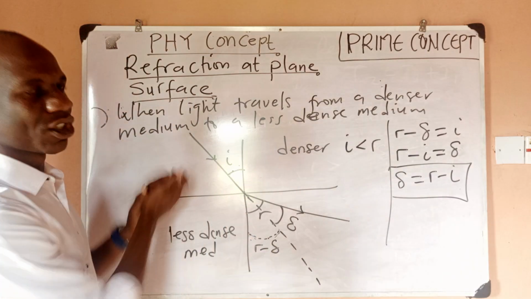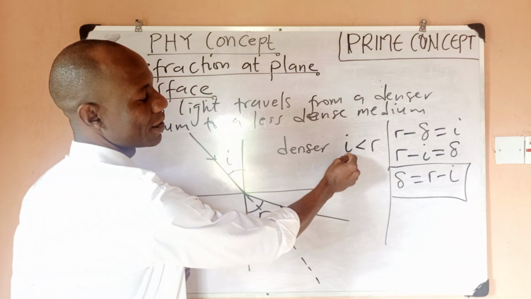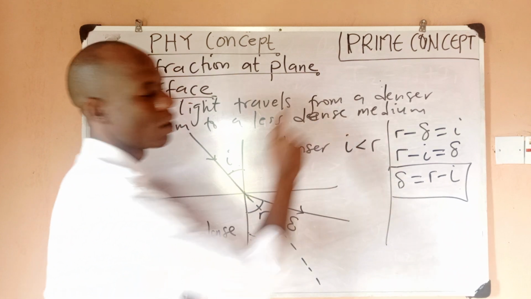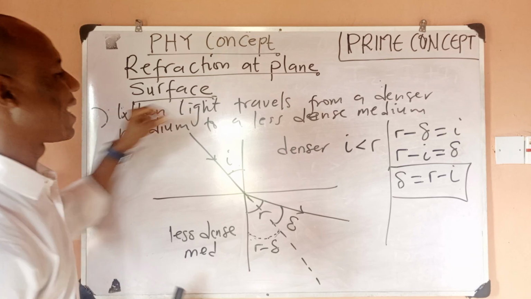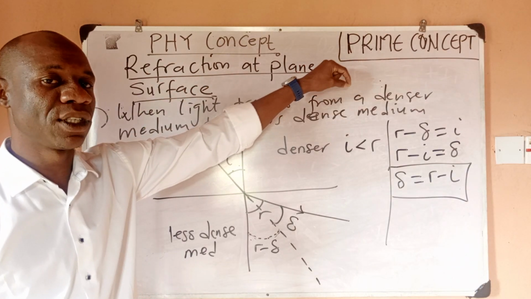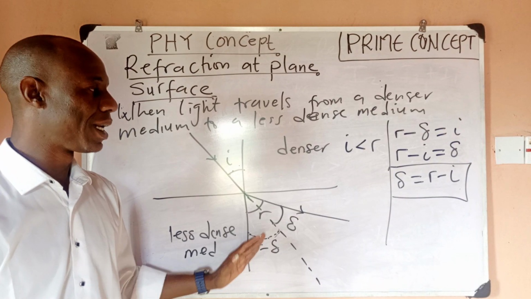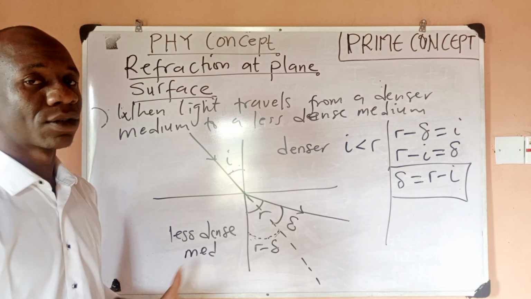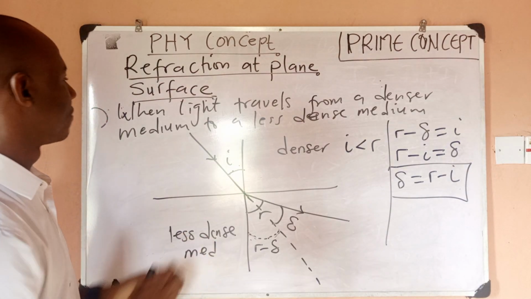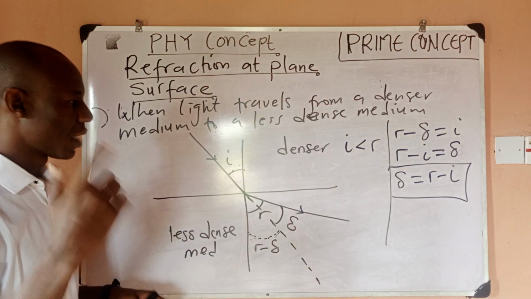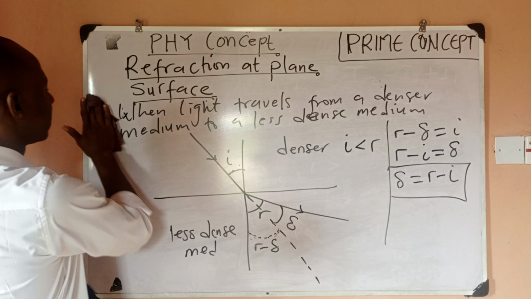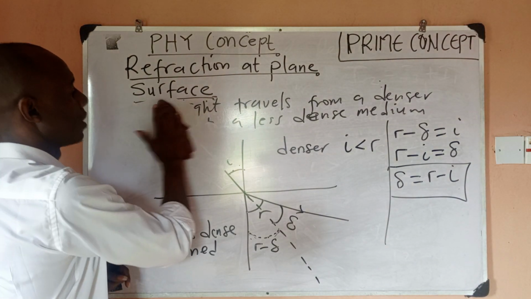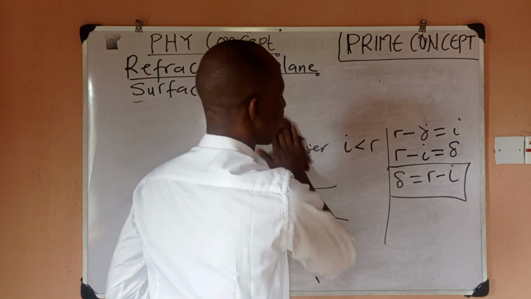So under this condition, your angle of incidence would always be less than your angle of what? Refraction. What is the condition? When light travels from a denser medium to a less dense medium, which you can still call rare medium. I believe this is very clear to you. And the next thing we want to consider in this case is the laws of refraction.